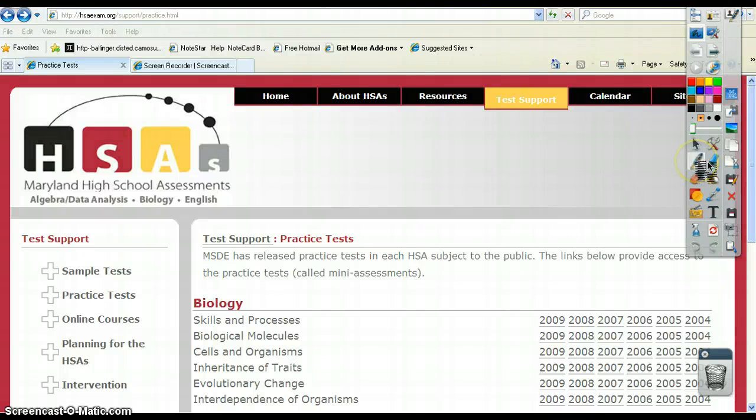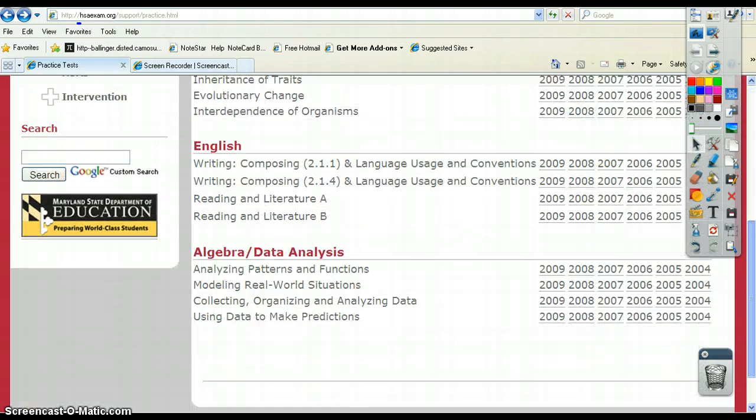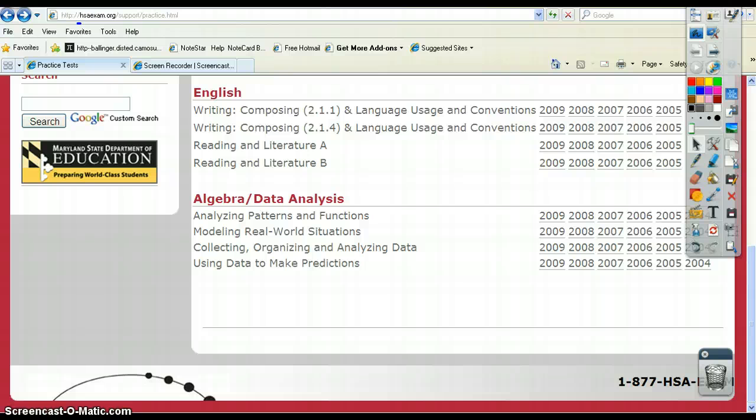Okay, here we are on the website, hsaexam.org/support/practice, and we are going to go through the answers to the first quiz for algebra data analysis, analyzing patterns and functions from 2009.